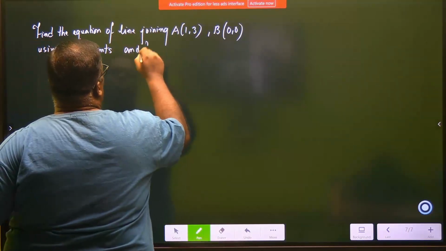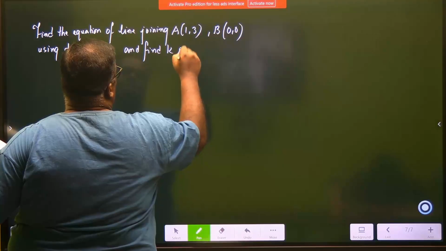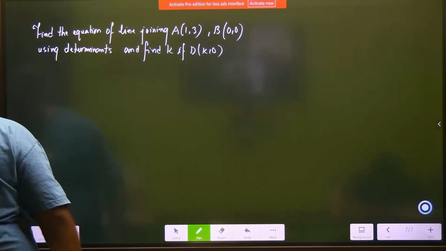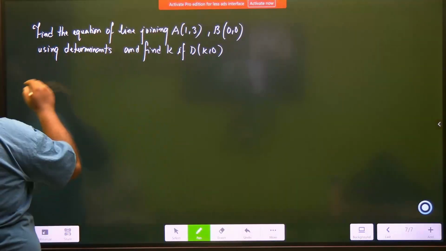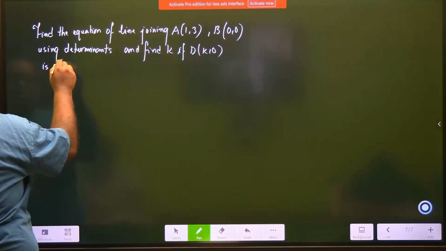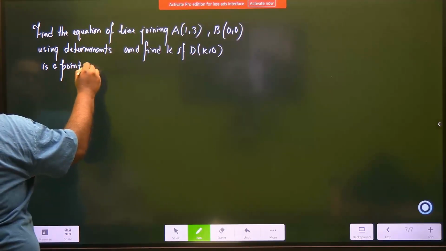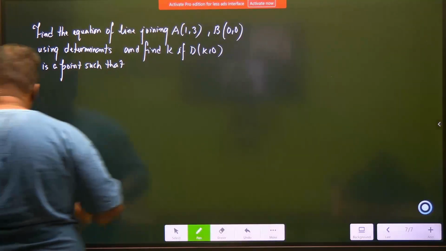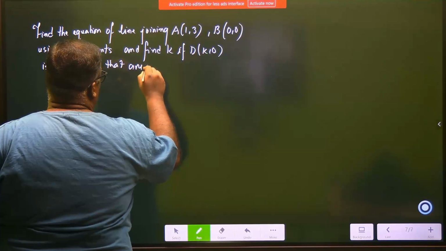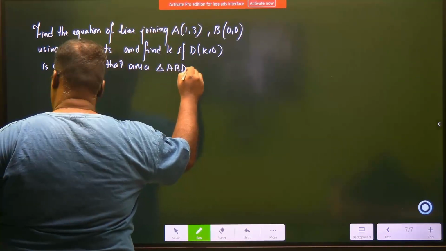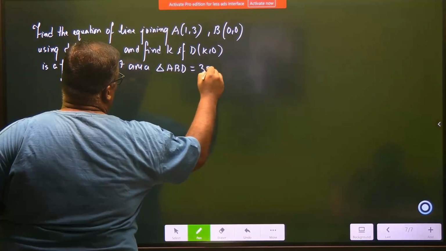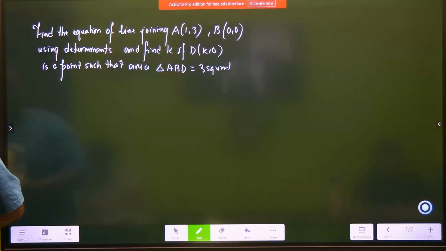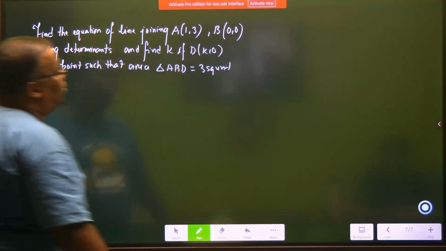and find K if D(K, 0) is a point such that the area of triangle ABD is equal to 3 square units. First you need to find out the area.